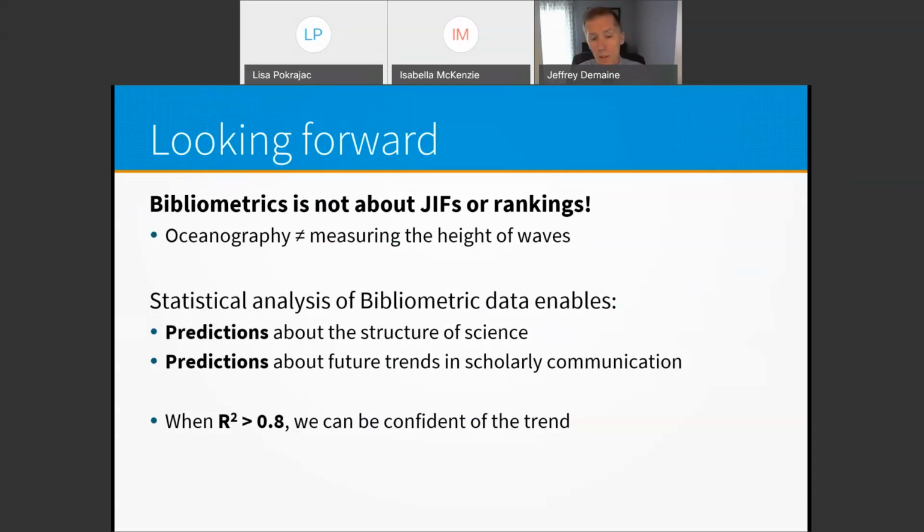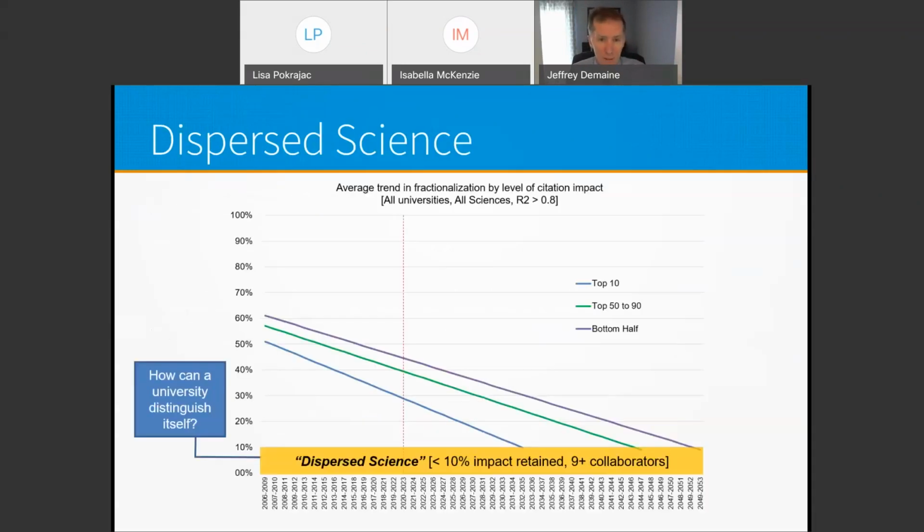So what do we do with these trends of trends? Well, bibliometrics is not about GIFs or rankings, that sort of thing. Just like oceanography is not about measuring the height of waves, I'm not interested in H-indexes, GIFs. By doing a statistical analysis of bibliometric data, it allows us to make predictions about the structure of science, to make predictions about future trends in scholarly communication.